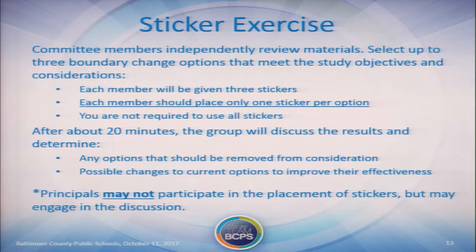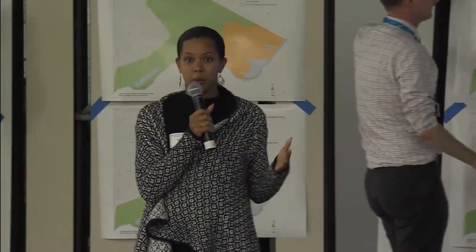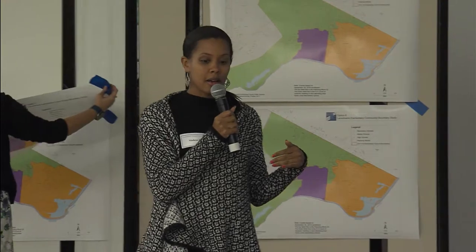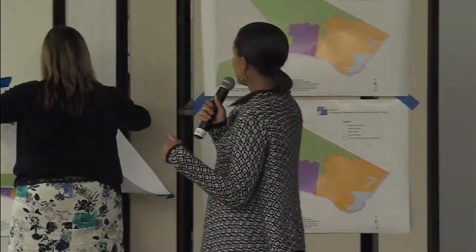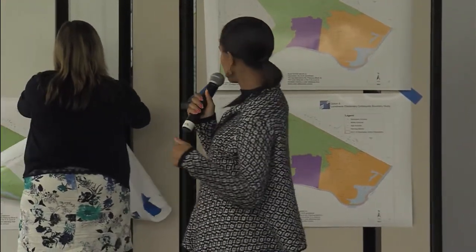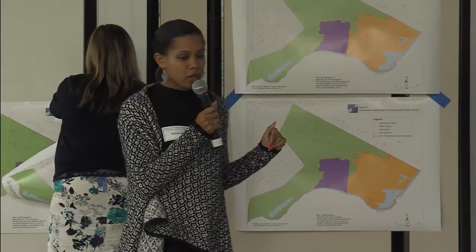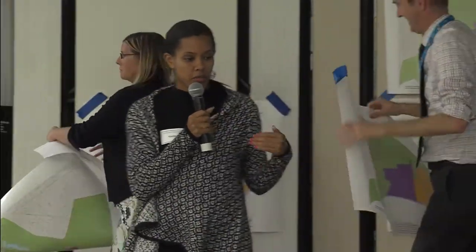Okay. All right. So while they're removing some of the options, the next exercise that we're going to engage in is actually an independent exercise. So you're going to look at the options, not all 10. Now we have 6, correct? Okay, 5. So you're going to consider individually the 5 options that are left.